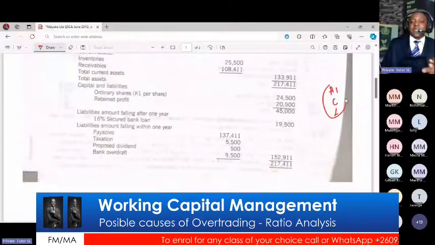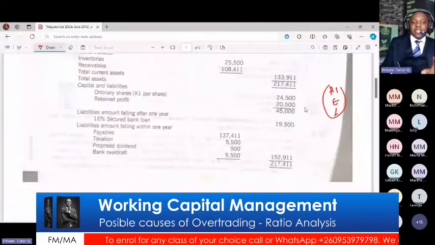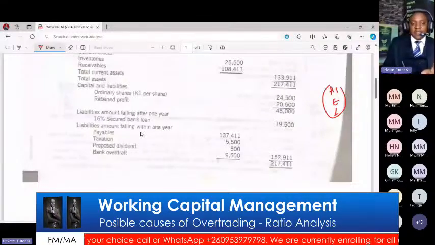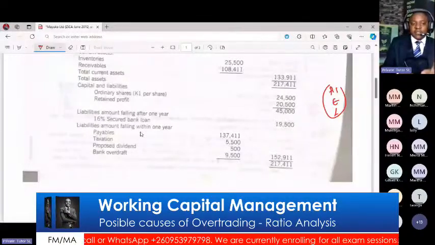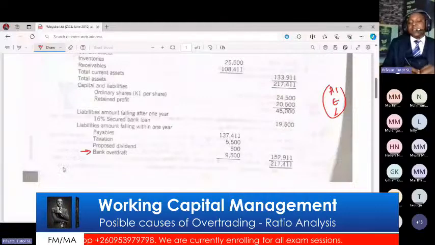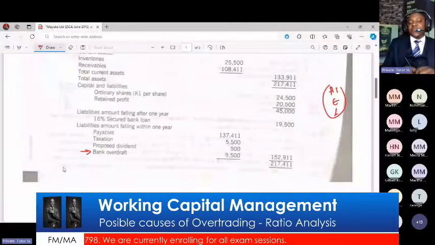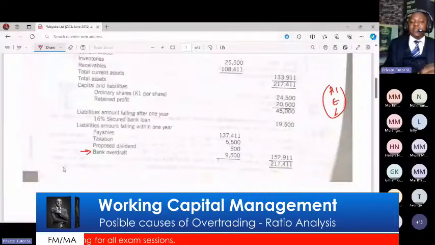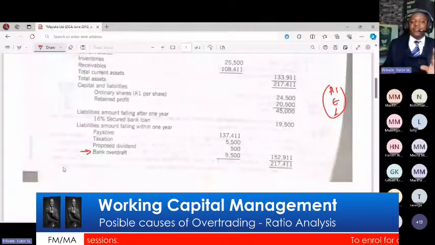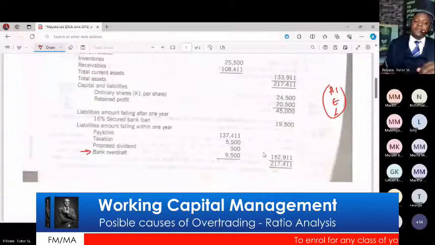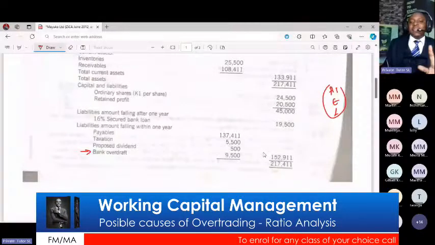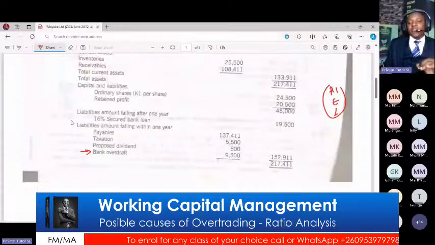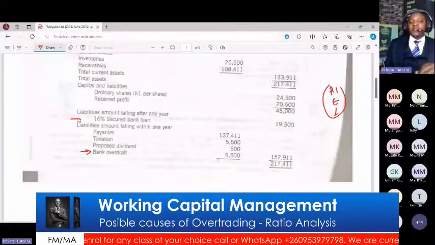This is equity. If you look at their capital structure, you're going to see that they have an overdraft here. A company that is overtrading usually has an overdraft because they are unable to meet their minimum obligations on a daily basis. So for them to survive, they depend on an overdraft. But then you're going to see that the capital coming from debt is more than the capital coming from the actual shareholders.